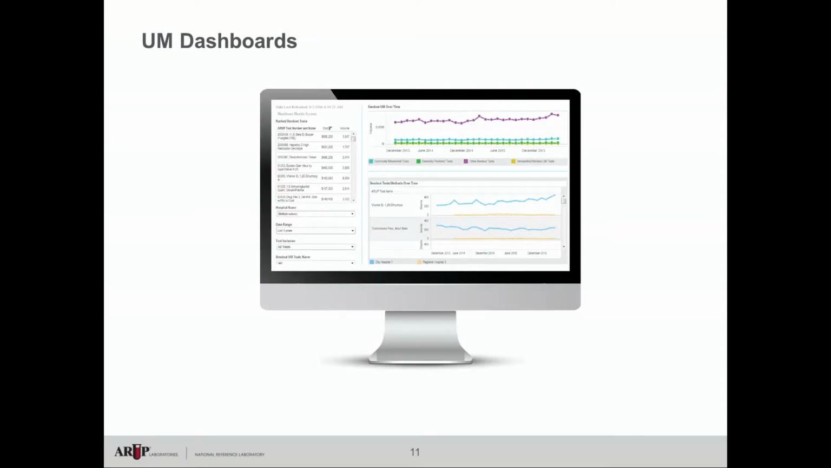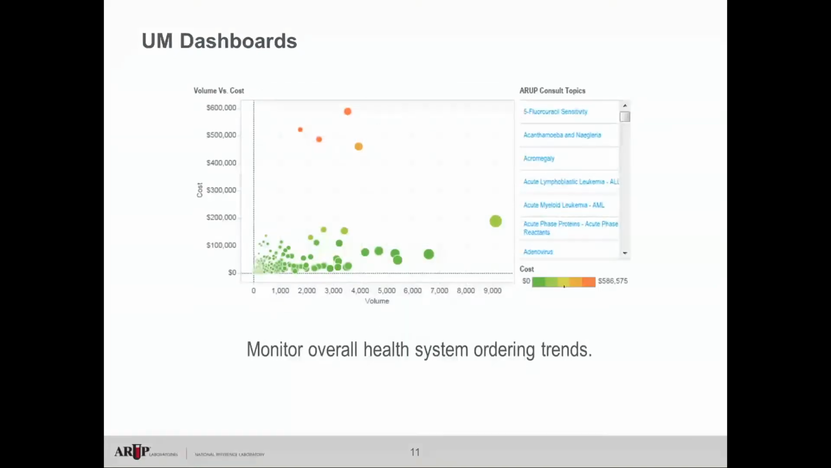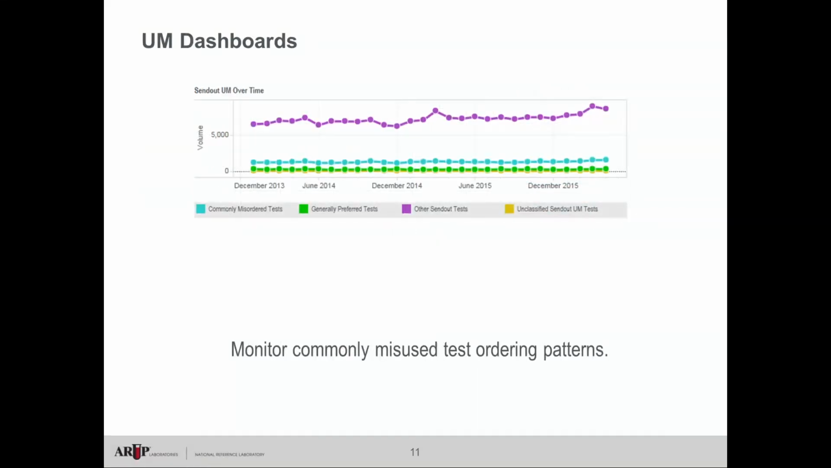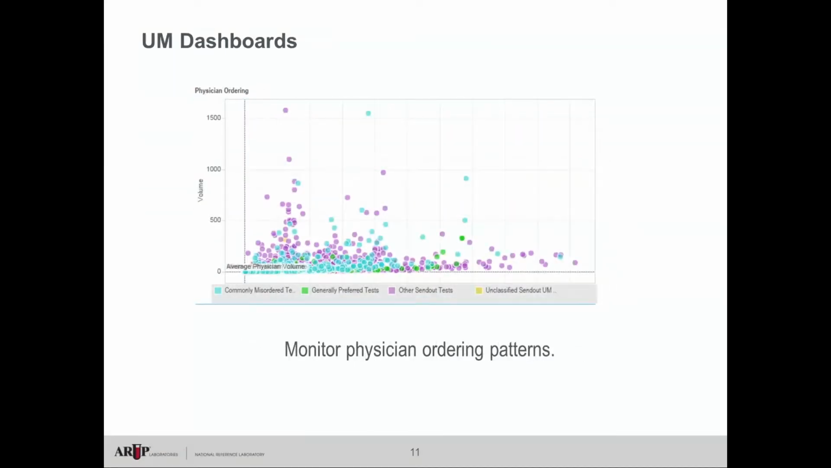At AACC, ARUP announced and launched our online utilization management dashboards for our laboratory clients, whereby our clients can monitor their overall health system ordering trends, monitor commonly misused test ordering patterns by drilling down to individual test categories, and importantly, monitor physician ordering patterns by drilling down to the individual ordering physicians.